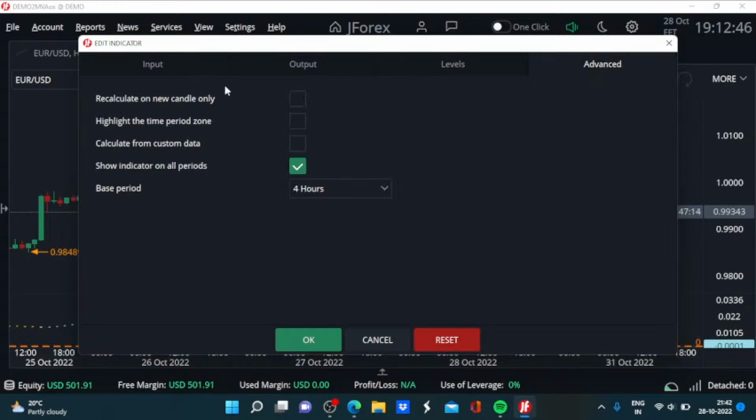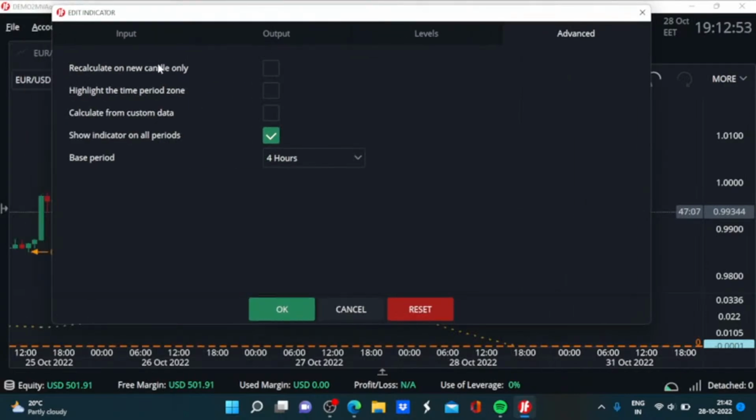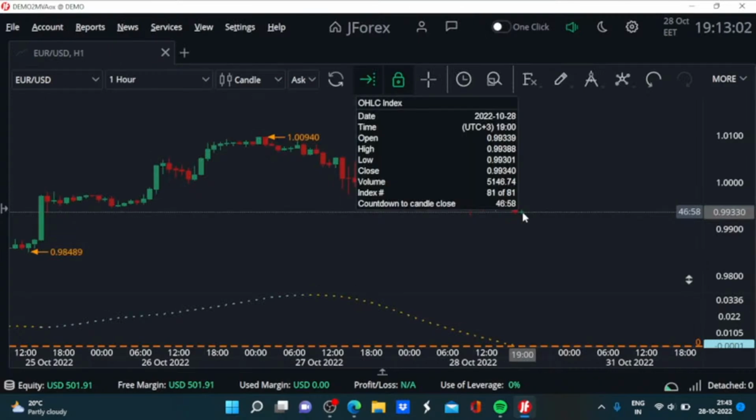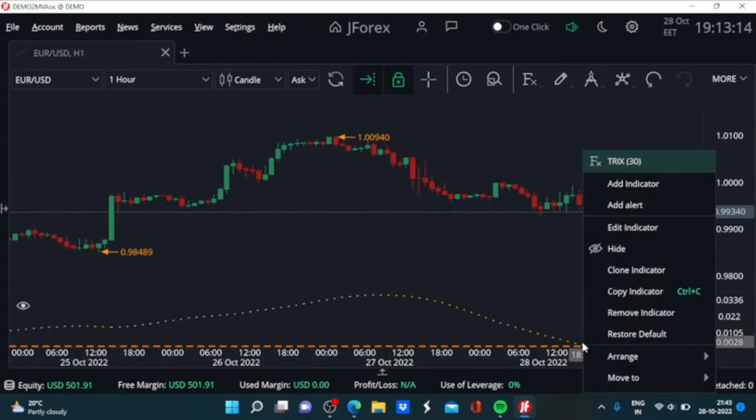If you want the output value of this indicator to remain constant throughout the current candle period, in that scenario you have to opt in for this option, recalculate on new candle only, else it will keep varying as per the current applied price. If you are using current closing price, then it is going to keep varying throughout the current candle period. So one thing you can do with this option is get a stable output for the given candle period.